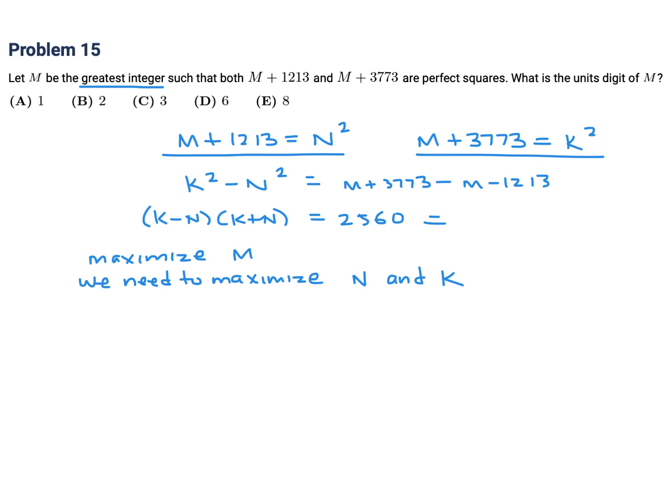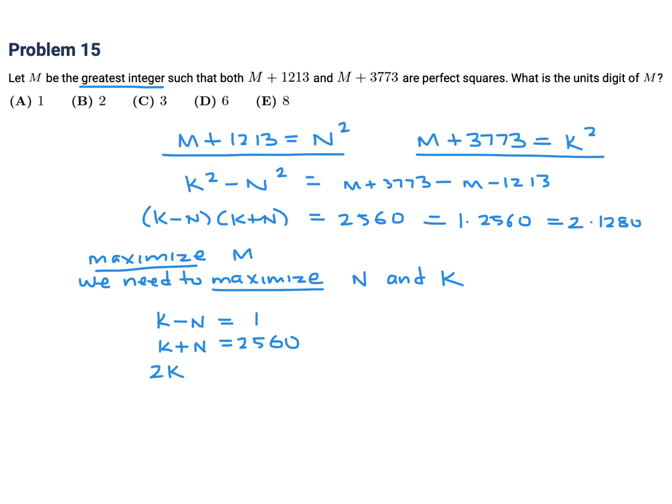So what I have to do is break up 2560 into possibilities. There's one possibility, 2560, and I want to keep the numbers as large as possible. The next one is 1280, and then there's many more. But we want to keep these numbers as large as possible in order to achieve that maximization. So let's start with the first one, when k minus n is 1 and k plus n is 2560.